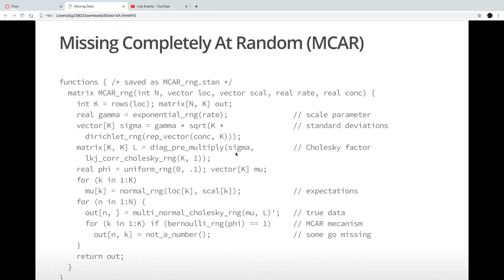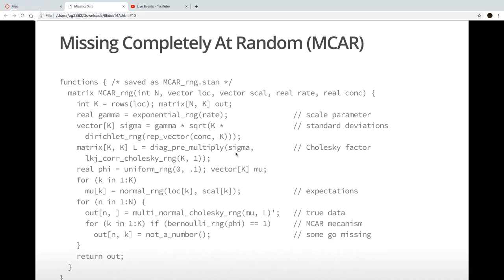So diag_pre_multiply is a function. I'm not sure if we've talked about it yet in Stan, but it does just what it sounds like. If you have a vector that you want to be part of a diagonal matrix and then multiply that on the left by some other matrix, well, you don't need to multiply by all those zeros. All you need to know is the diagonal in order to scale up the rows. So anyway, we use the diag_pre_multiply function, use our vector of standard deviations to scale up the rows for a Cholesky factor of a correlation matrix in order to obtain a Cholesky factor of a covariance matrix.